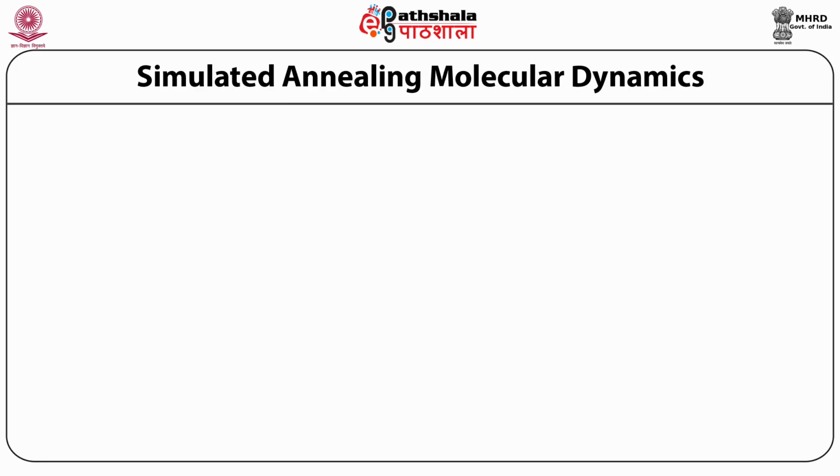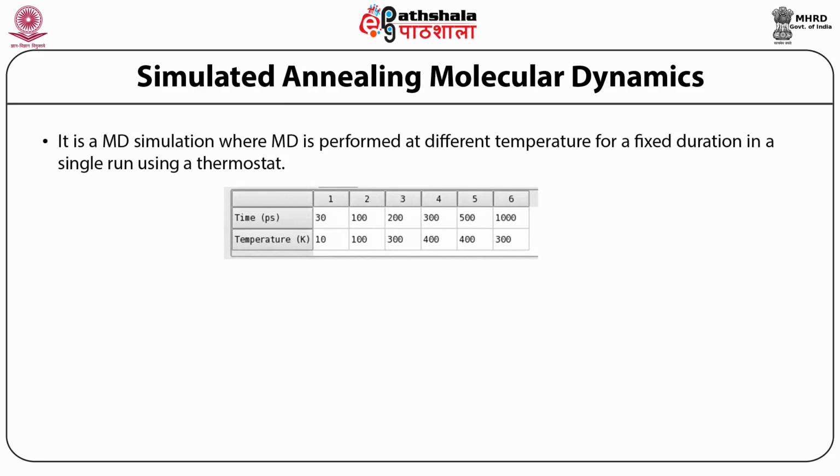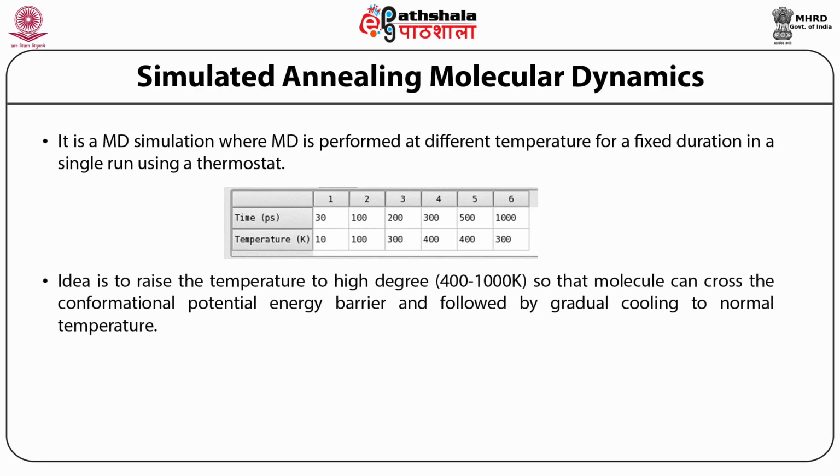Simulated annealing molecular dynamics. It is an MD simulation where molecular dynamics is performed at different temperatures for a fixed duration in a single run. Since we are using different temperatures, we need a thermostat to regulate the temperature. The idea here is to raise the temperature to a very high degree, like 400 to 1000 Kelvin, so that the molecule can cross the conformational potential energy barrier, followed by gradual cooling to normal temperature.